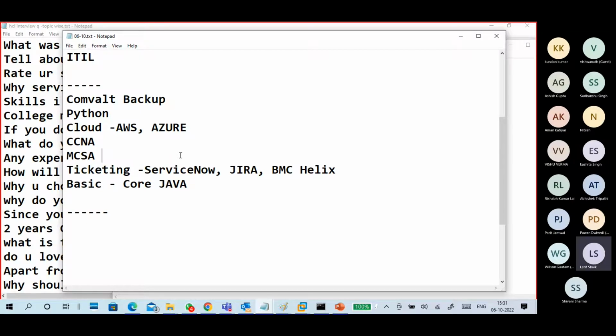Maybe they learned ticketing tools like ServiceNow, Jira, or BMC Helix. Maybe some people already learned Java, Python, or cloud technologies, or courses like CCNA, MCSA, or a SAP training. It depends on your interest and what you learned from outside, or maybe you have experience using a particular tool. You can also mention it there.